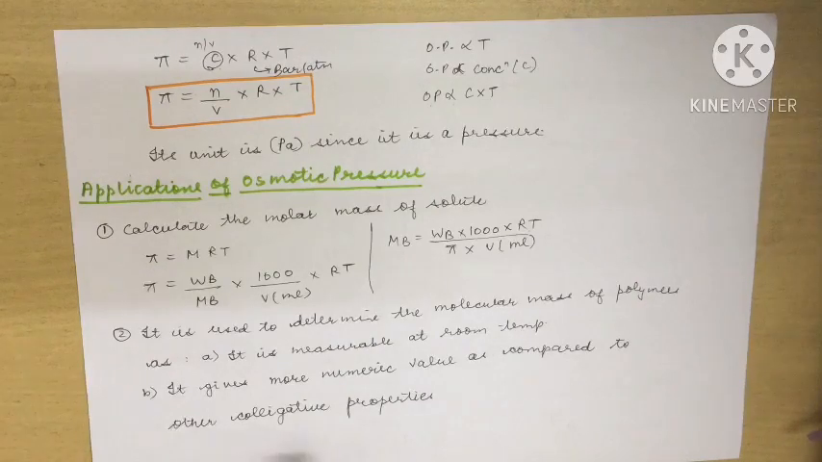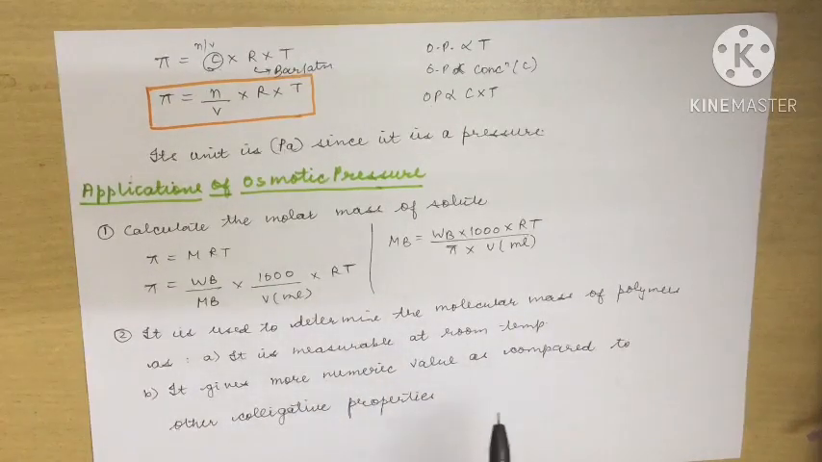But in the case of osmotic pressure, you get a good value, a bigger value as compared to the other three colligative properties. That's why this is used to determine the molecular mass of polymers. There is another reason also: it is measurable at room temperature, while the other three colligative properties require very specific conditions to be applied, after which we can actually get proper values.